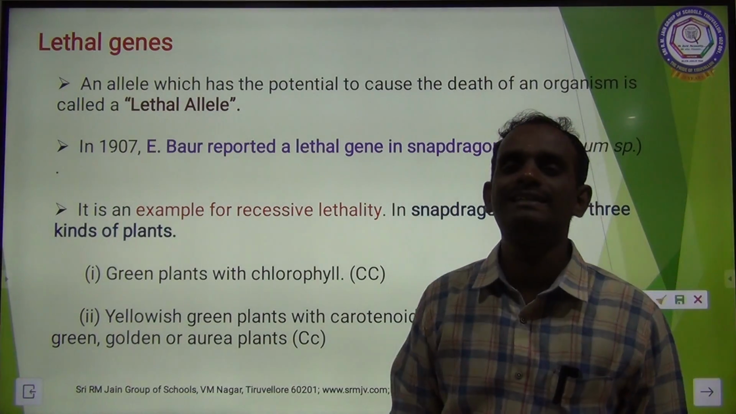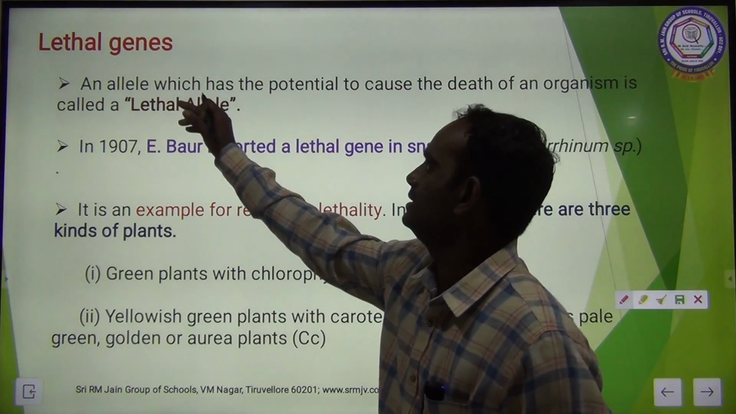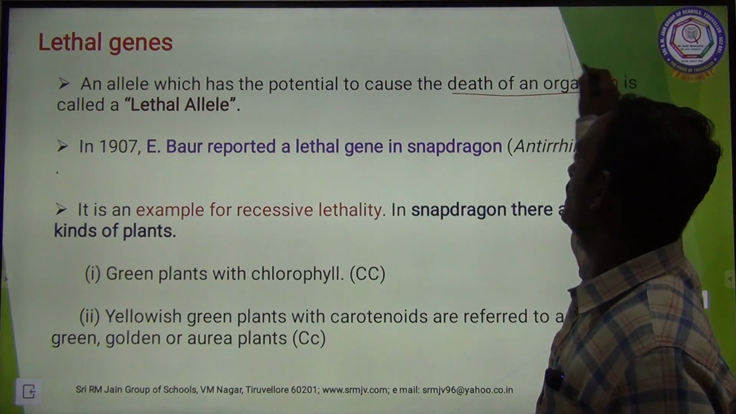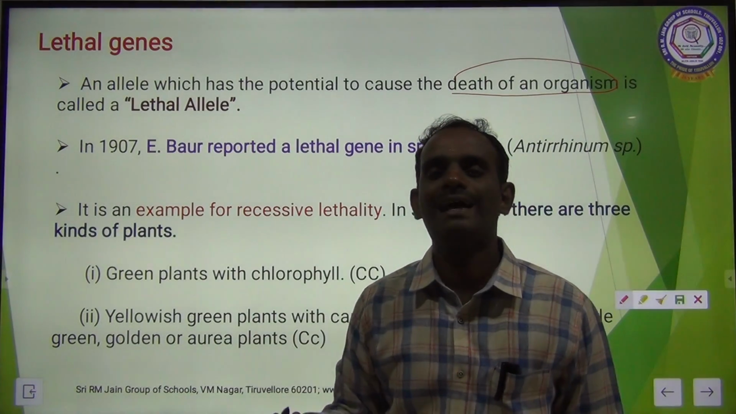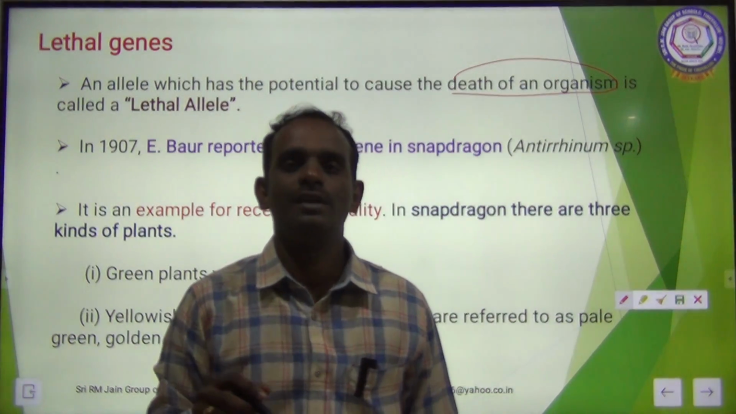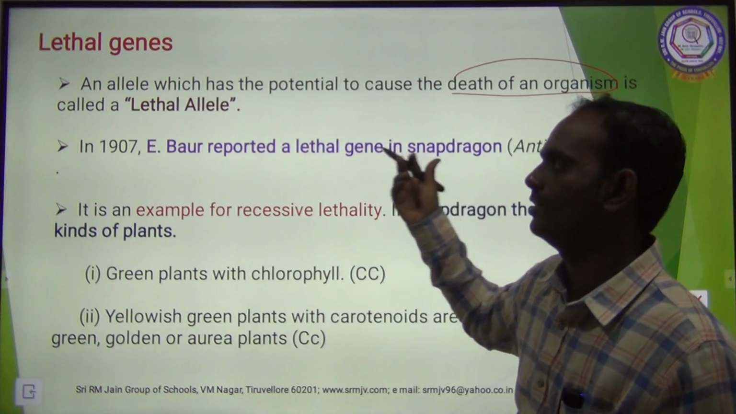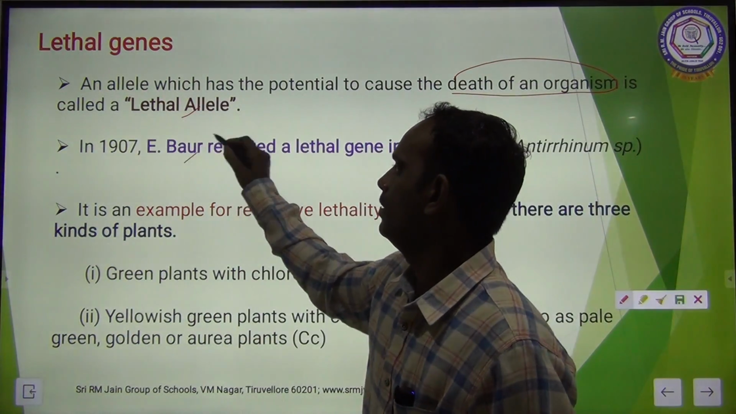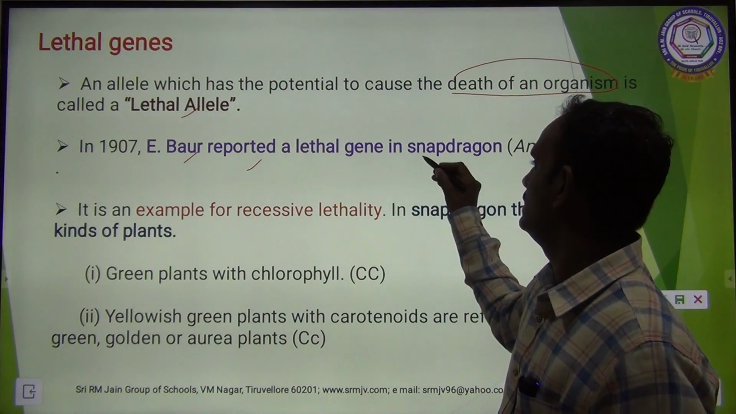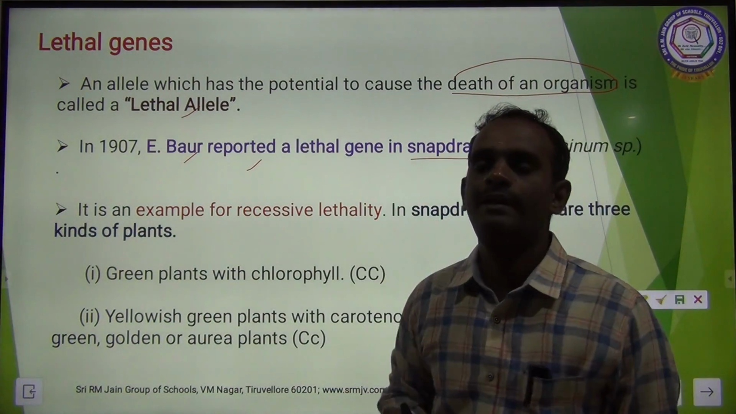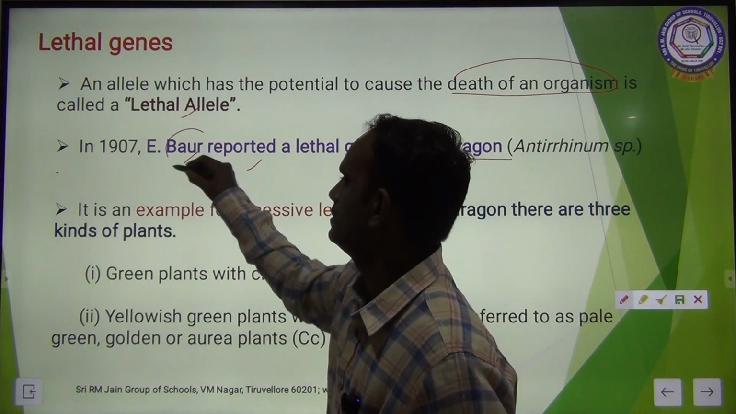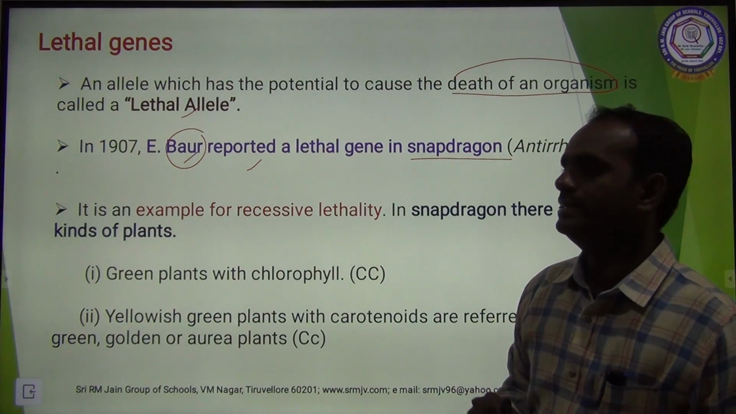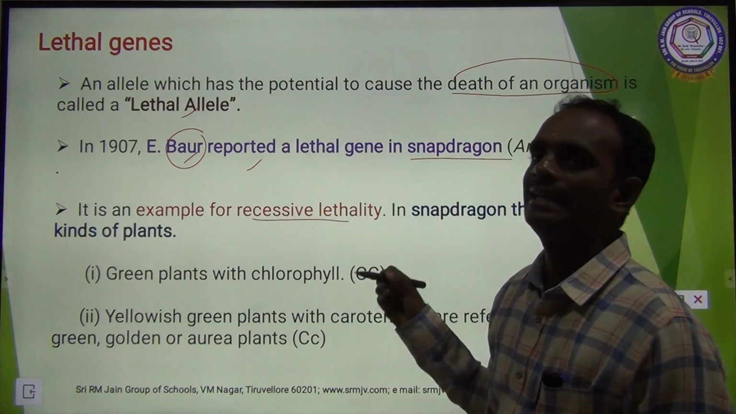The next one is lethal gene. A lethal gene is an allele which has the potential to cause death of an organism. If an allele has the capacity to destroy, causing death of the organism, it is called a lethal allele. In 1907, Baur reported a lethal gene in snapdragon. It is an example of recessive lethality.